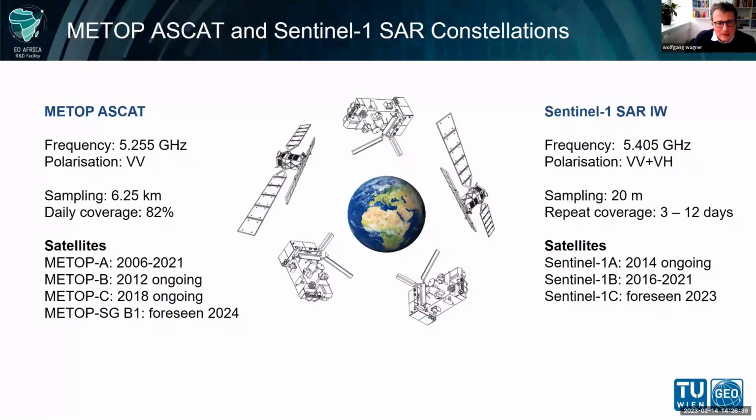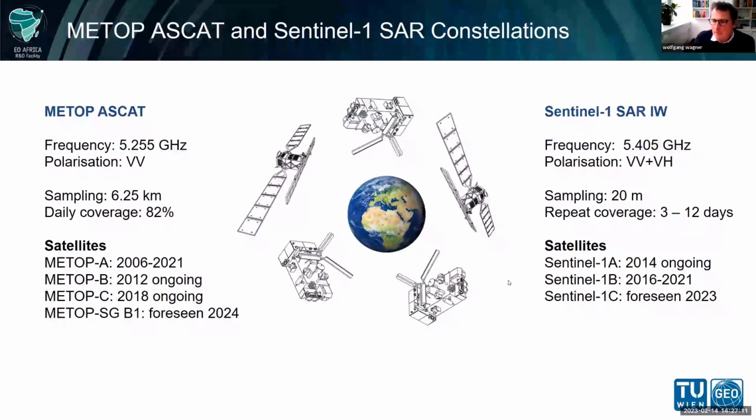Until the end of last year, we were fortunate enough to have three METOP satellites flying, until the end of 21, sorry. At the moment, we only have two: METOP-B, which was launched in 2012, and METOP-C, which was launched in 2018. But we are already looking forward to the launch of the next generation of that sensor, which is foreseen in 24.